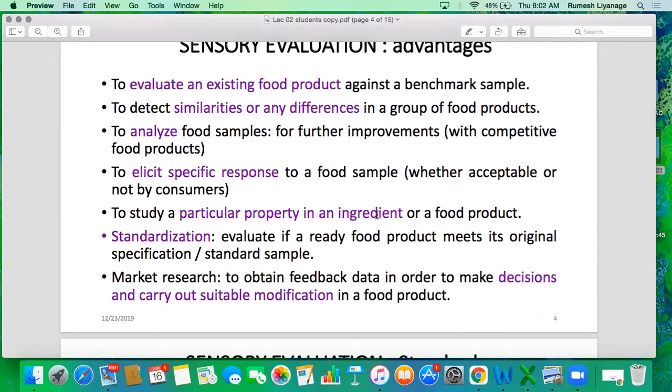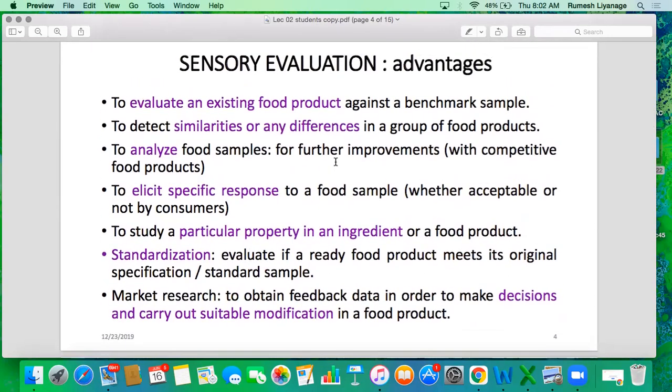These are the advantages: to evaluate an existing food product against a benchmark sample. It means the companies are doing these things. They have a standard sample, then they are going to check different samples by benchmarking against their standard sample.